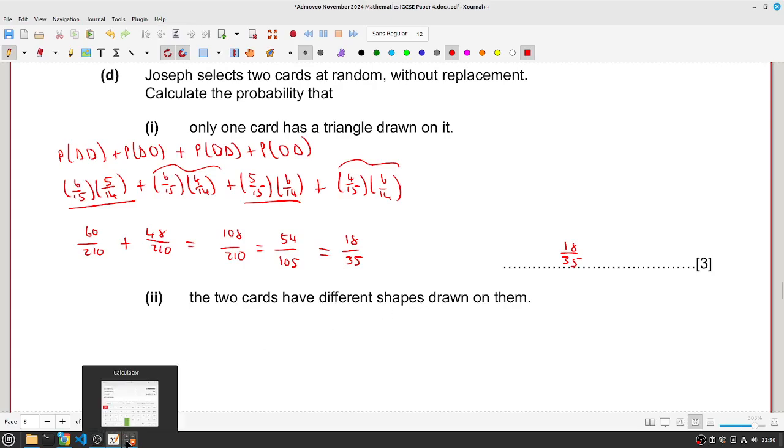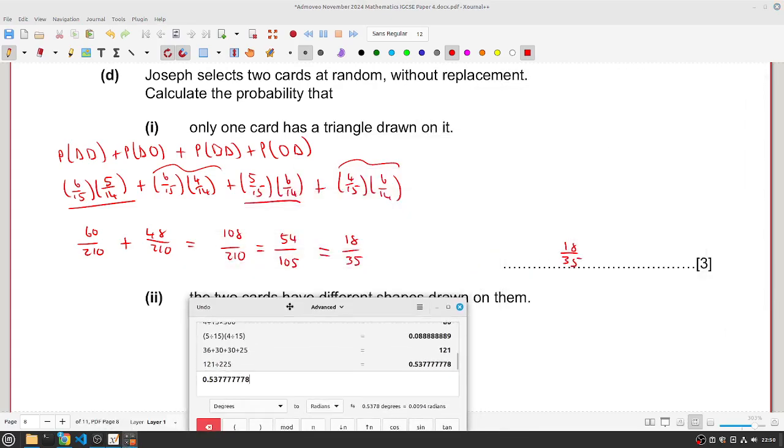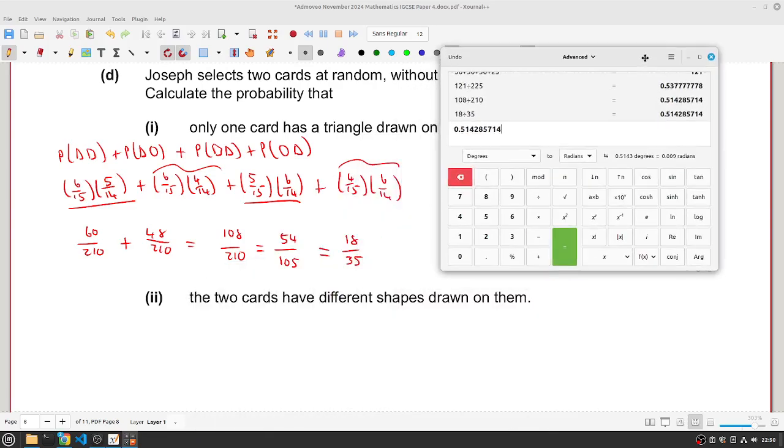Okay, let me just check. Is that correct so I don't lie to you? So if we said 108 over 210, that gives us 0.514. And 18 over 35. Yeah, that is correct. Same thing. Okay, fantastic.